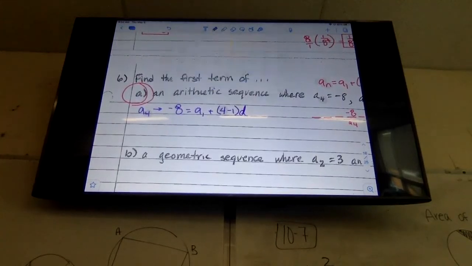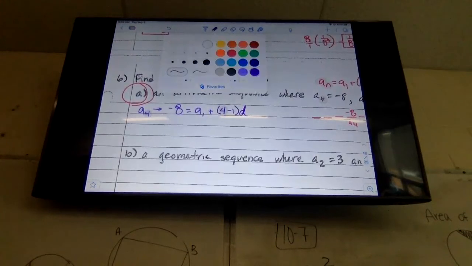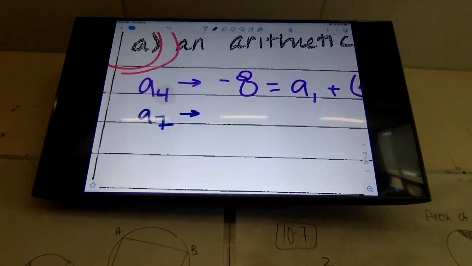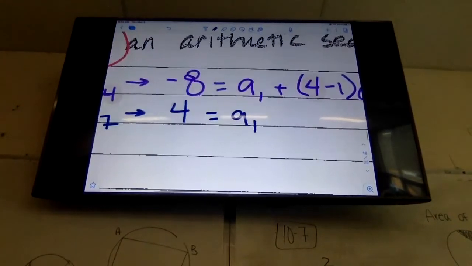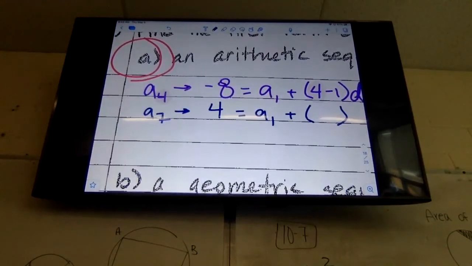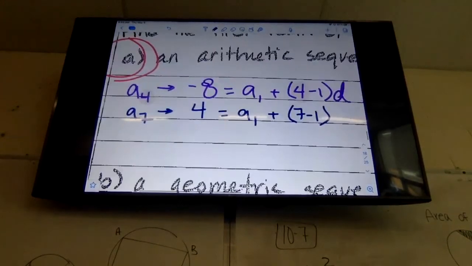We're going to do it in the exact same way with the other one, so I'm going to do a sub 7 now. What is your a sub 7th term? What is your 7th term? 4. We don't know a sub 1 still. And then now what term am I on? What's my n? 7. Very good. Minus 1, and we still don't know d.